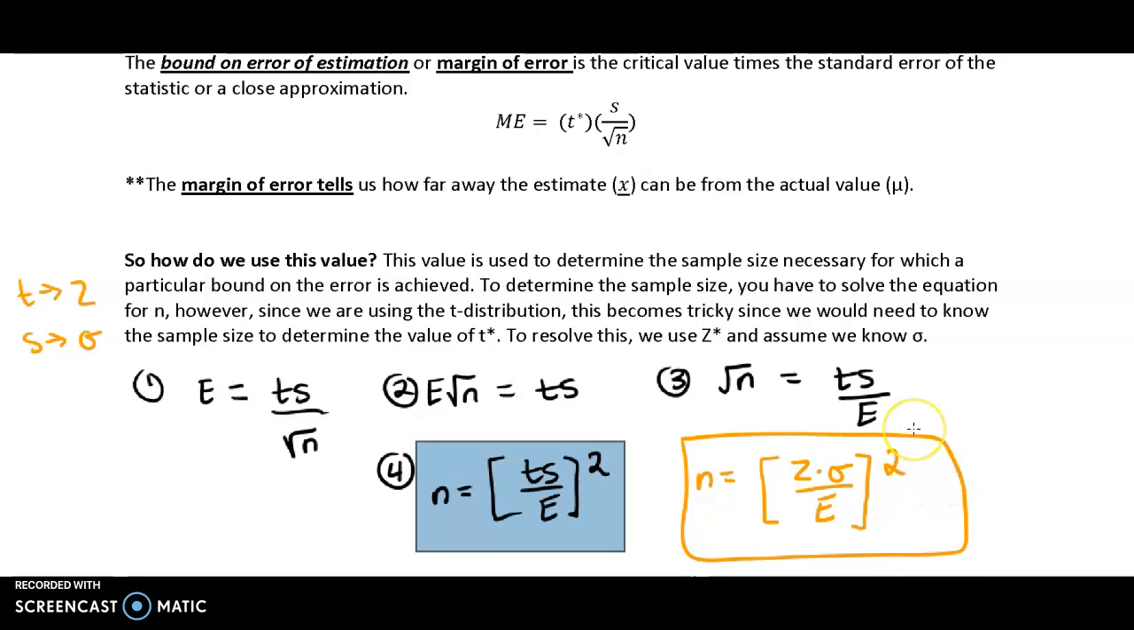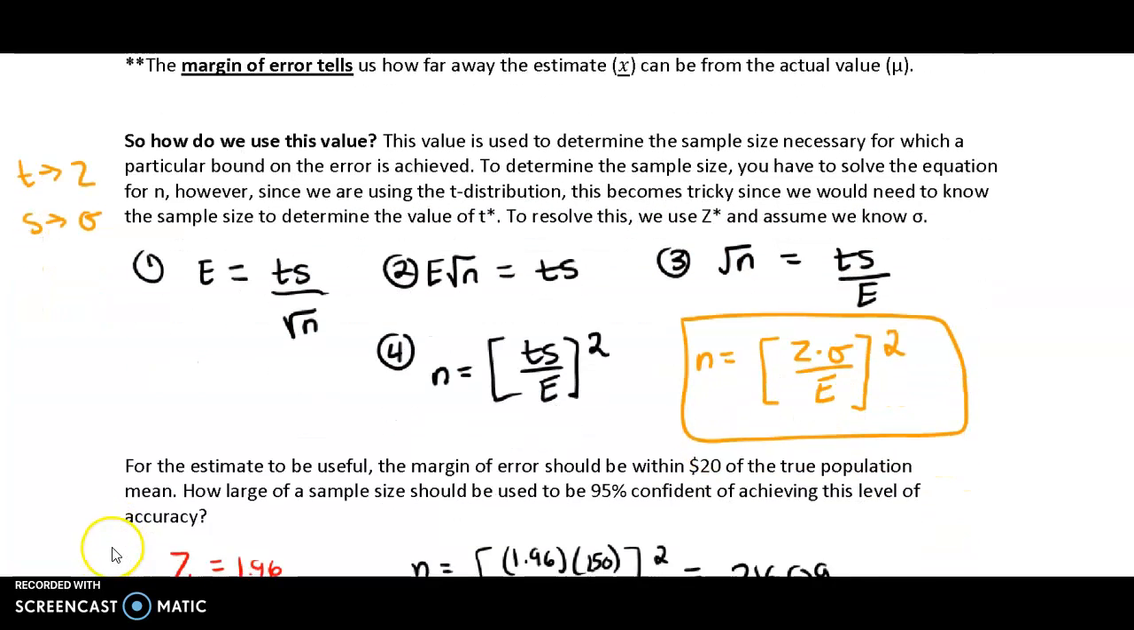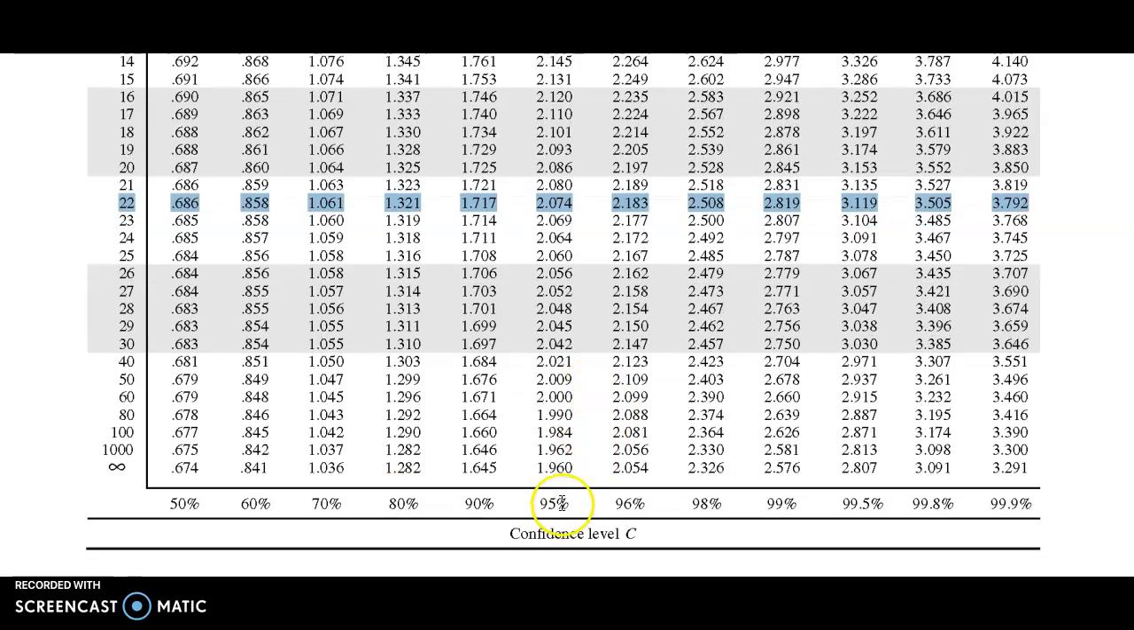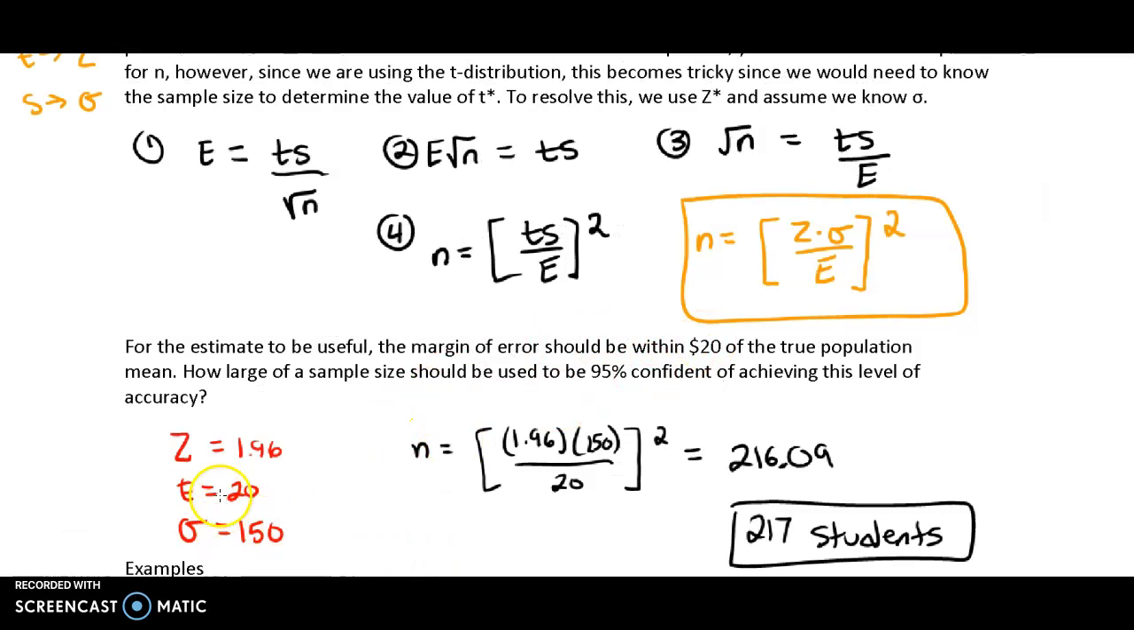So very similar to the formula we learned in Unit 6, we have this formula here to give me the sample size. If I want my estimate to be useful, as in the first example, I want it to be within $20 of the true population mean. How large of a sample should be used if I want to use 95% confidence? Well, if I'm using z for 95% confidence, we can just check our formula sheet. For the standard normal, I'm going to use a critical value of 1.96. My margin of error here is 20, and sigma was stated in the original problem as 150.